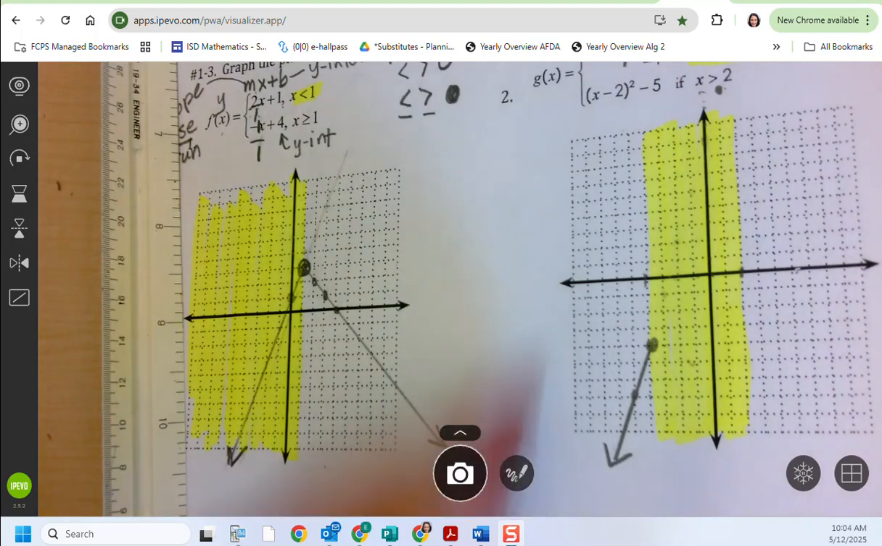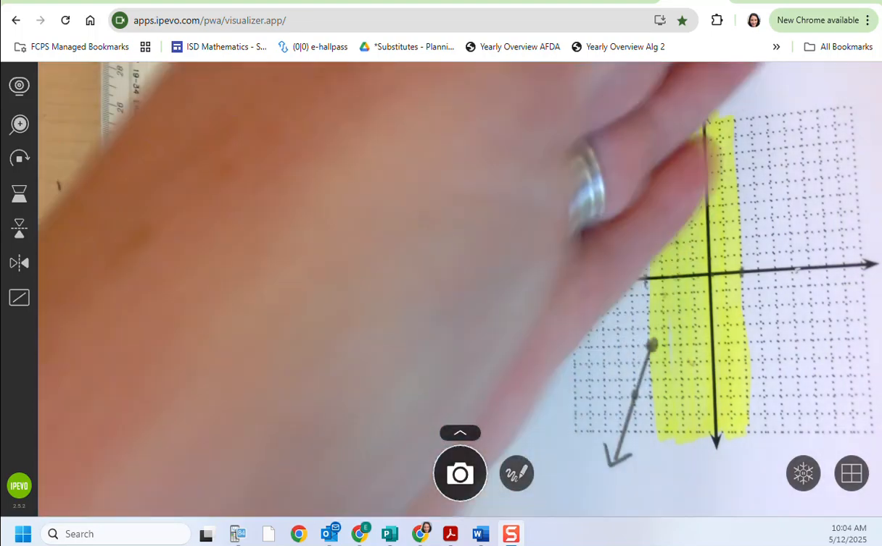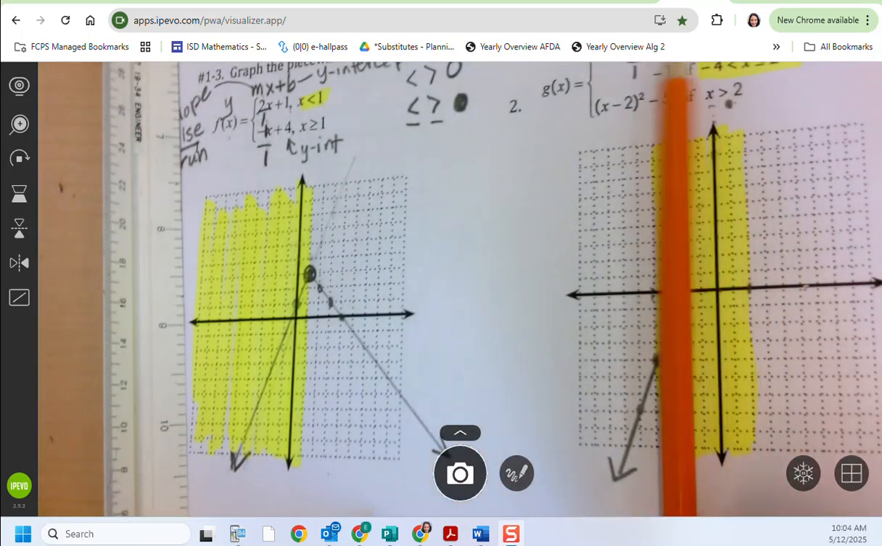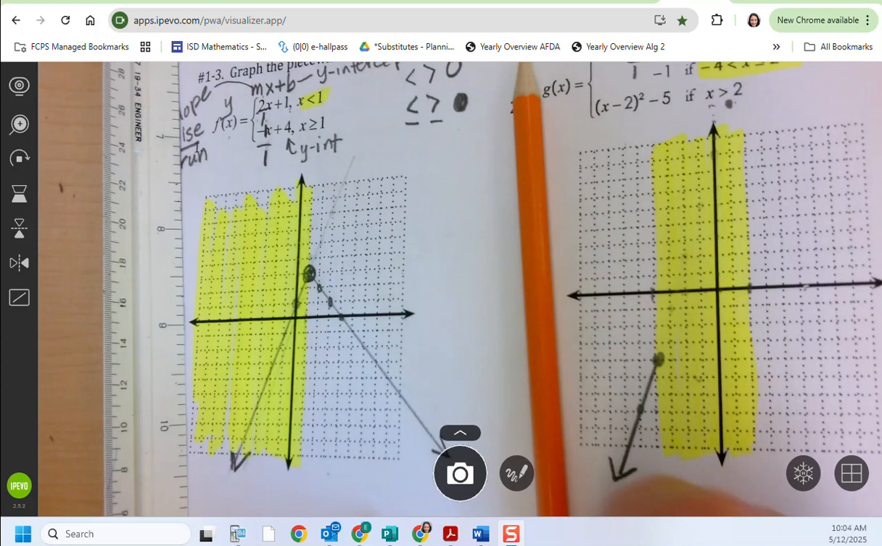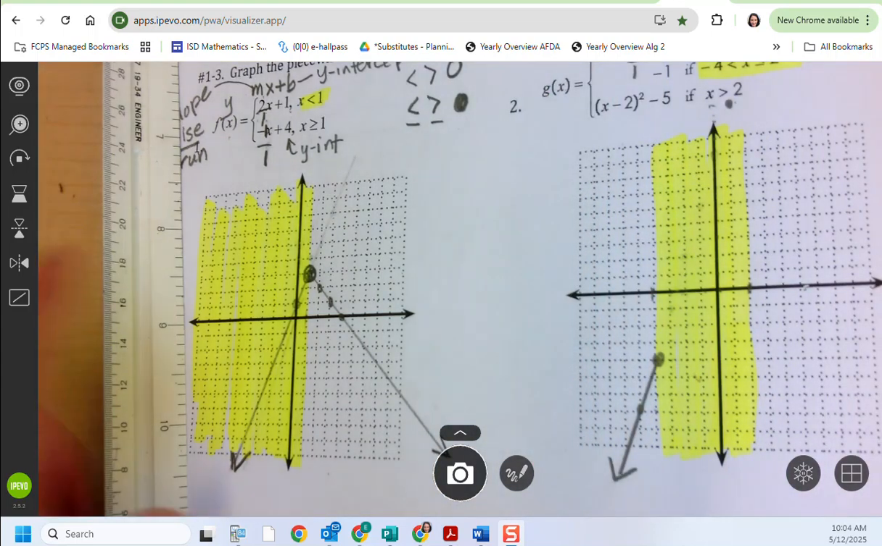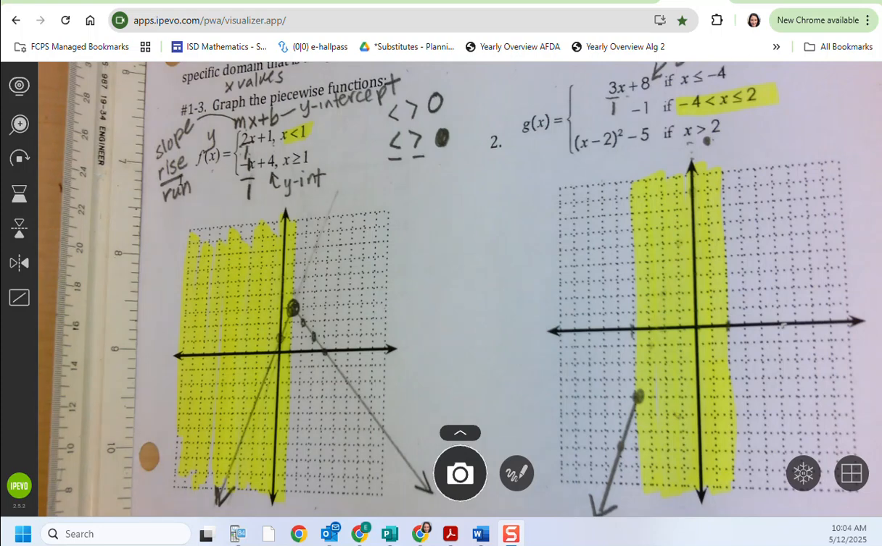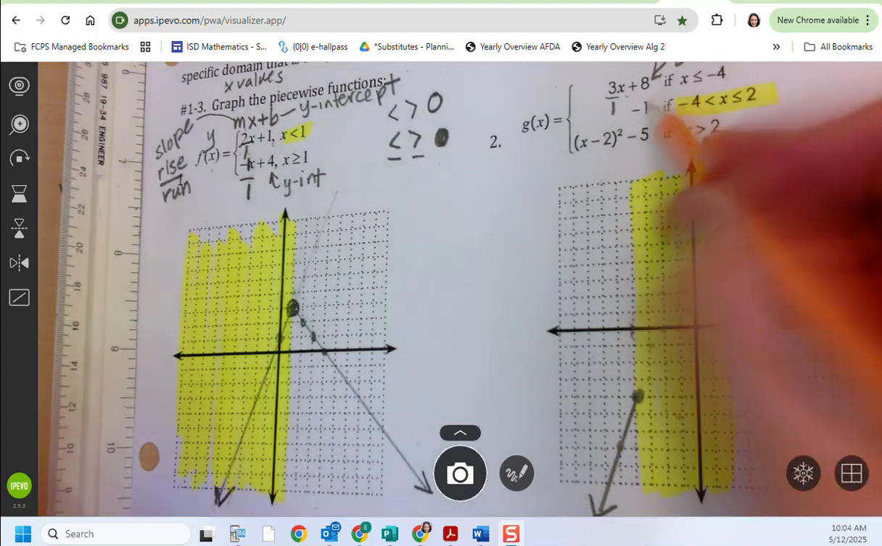So I made the dots all the way across, but then I only kept this part because this is where x is less than or equal to -4, this section here. The second part of the function is called a constant function. A constant function is where the y is always going to have the same value. So the y is always -1, which makes a horizontal line. So we have a horizontal line at y equals -1.